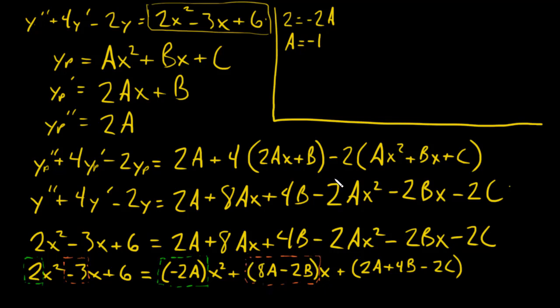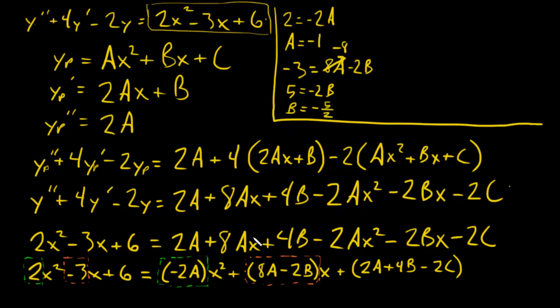So up top, I'll have negative 3 equals 8a minus 2b. But I know that a is negative 1. So this whole thing is negative 8. So I can now, I'm going to move that over. I'm going to get 5 is equal to negative 2b. b is equal to negative 5/2.